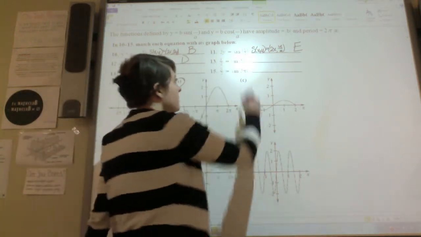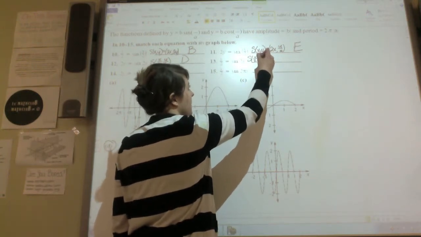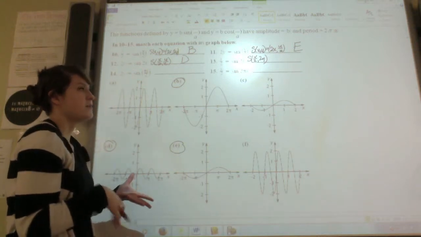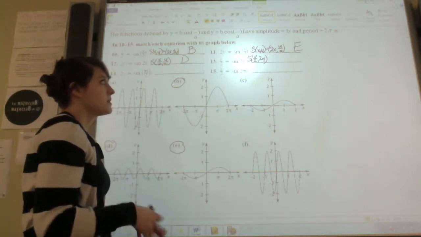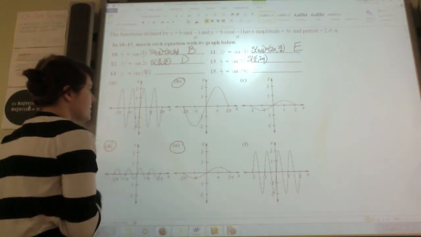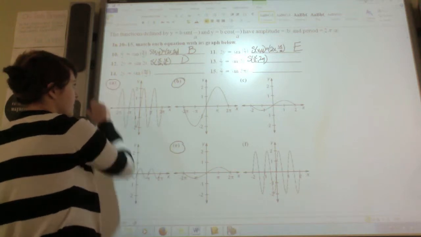Okay, next one, if I were to write that scale change, I've got x over 2 and 2y. So my period is getting cut in half, so it'll be pi. My amplitude is getting doubled, so I'm going from -2 to 2. So I'm looking for something with a period of pi and going from -2 to 2. That's going to be A.